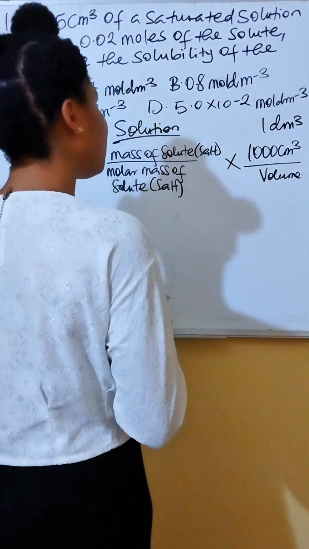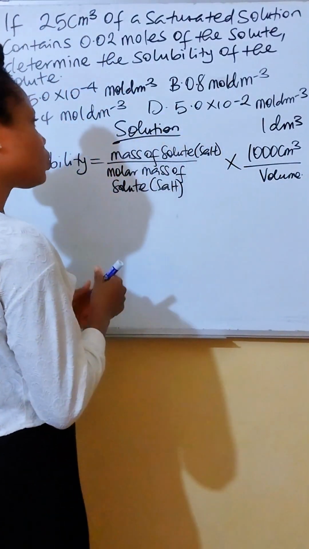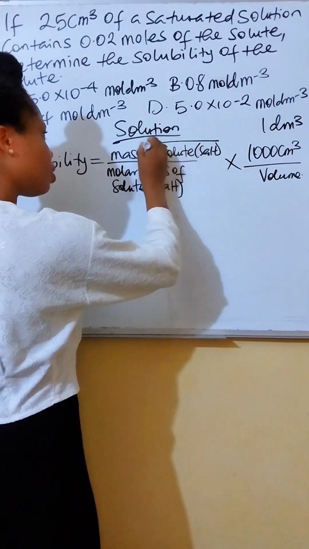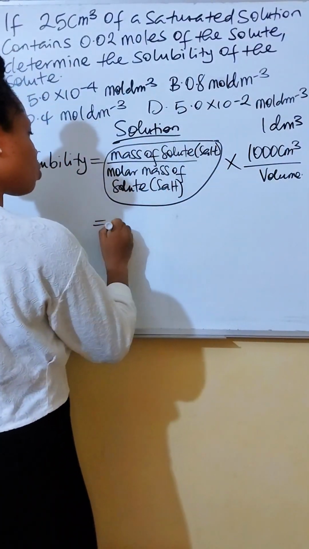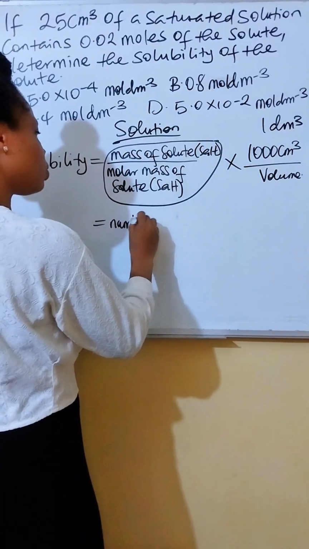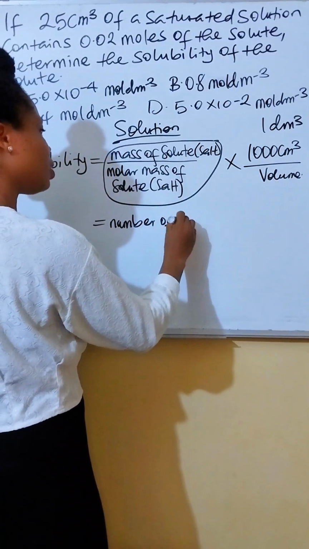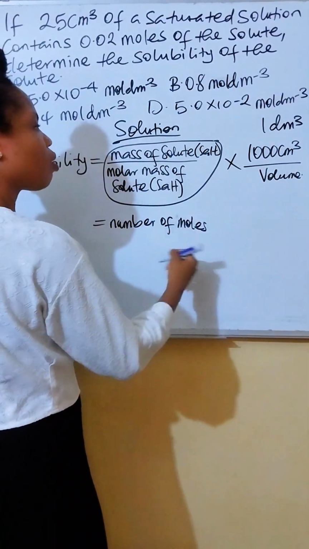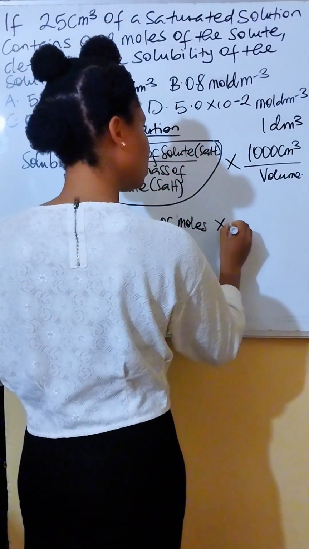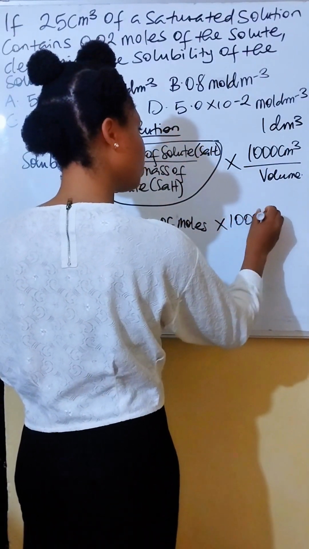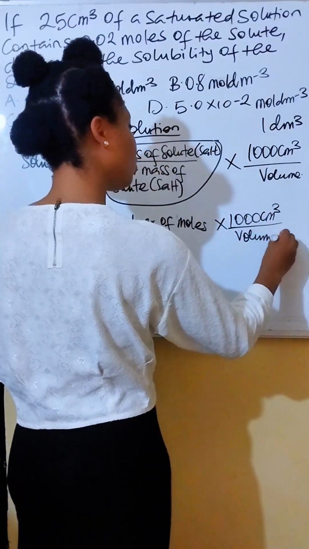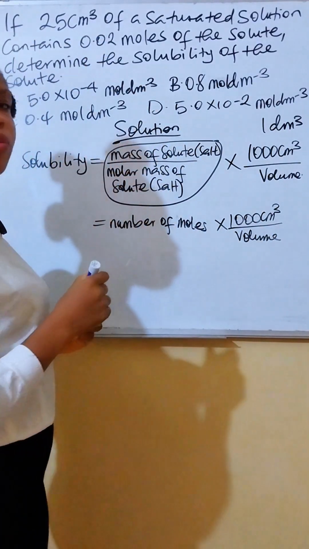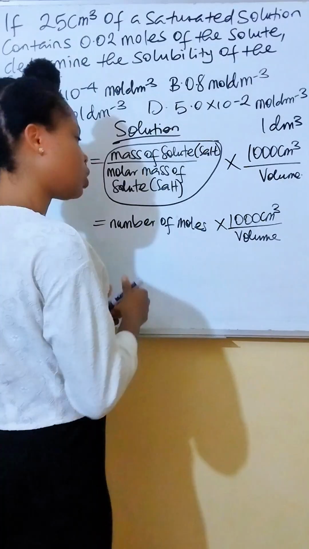Okay, then another thing to note is this formula here, this mass of salt over molar mass is equal to number of moles. So that is the formula we use in calculating the number of moles of a salt or of a compound times 1000 cm cube over volume. So let's substitute in the values given to us in the question into this formula.